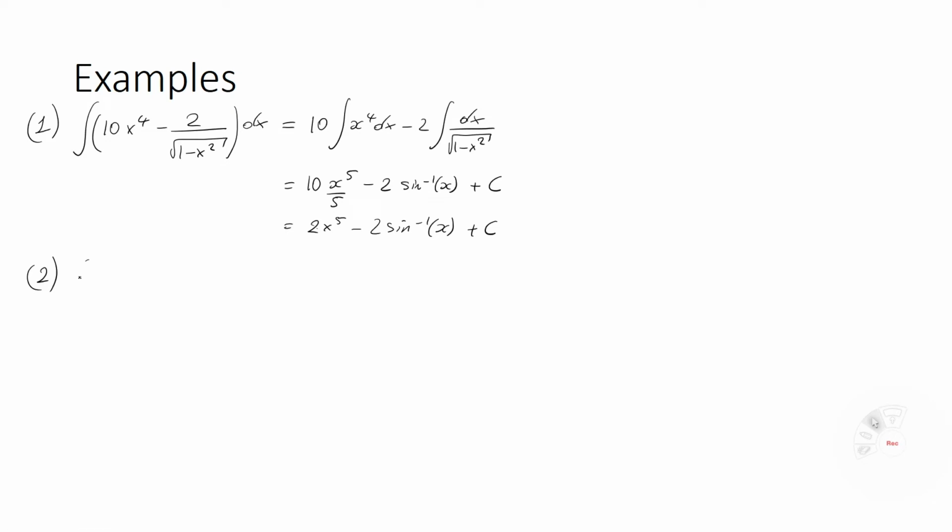Secondly, let's have a look at the definite integral from 0 to 1 of x to the power 5 over 2 times 1 minus x dx.